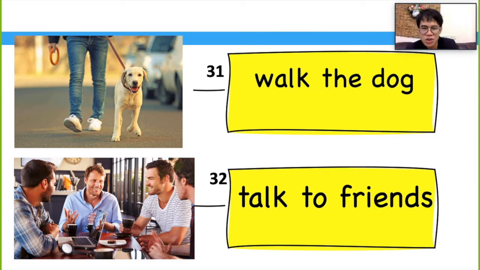And number 32 is talk to friends. Talk to friends. So like I said, this time that we have the pandemic, we have COVID-19, it's difficult to talk to friends. But thankfully, as I said, you can use your phone and talk with your friends. Alright? You can text them or you can chat them online.